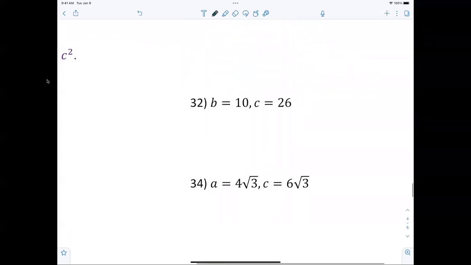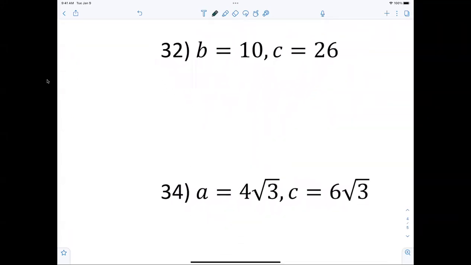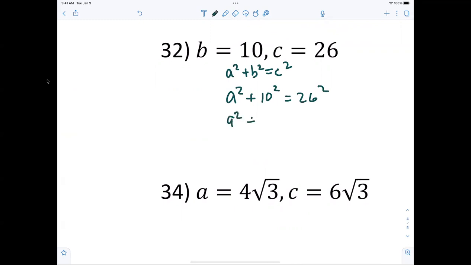All right, let's scroll down now for Pythagorean theorem. Let's look at 32. A squared plus B squared equals C squared. Do we know what A is? No. So A squared plus 10 squared equals 26 squared. A squared plus 100 equals, I believe that's 676. A squared equals 576. So taking the square root, A is 24.